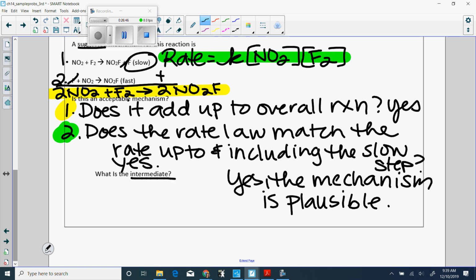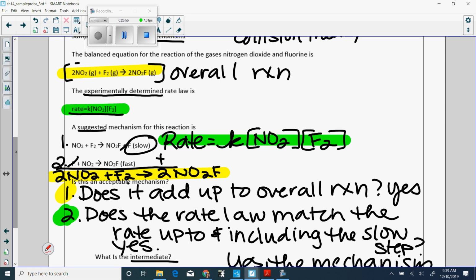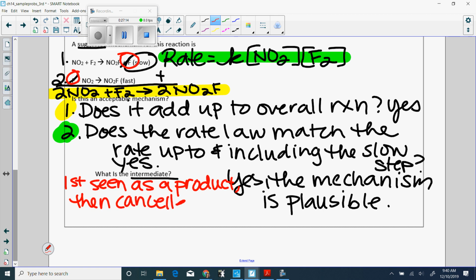Okay. The intermediate is the green at the top of the hill. The intermediate is the one that gets canceled. The intermediate is first seen as a product, then canceled. He's the green at the top of the mini golf hill. He doesn't stay long, but he's going to show up in my steps. The intermediate is F in this case.